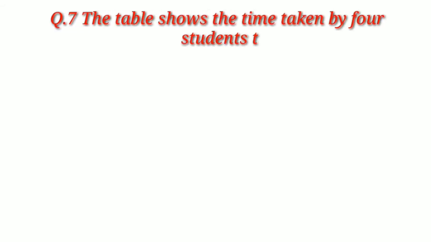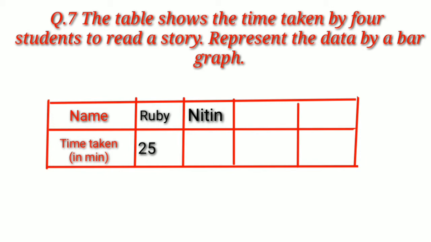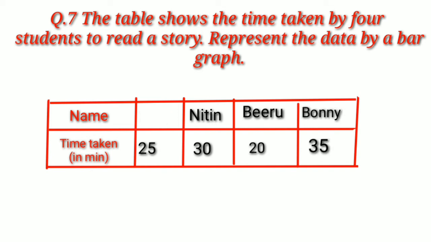Question 7 is to prepare the bar graph. Let's read the question. The table shows the time taken by 4 students to read a story. Represent the data by a bar graph. Names and time taken in minutes. Ruby takes 25 minutes. Nitin takes 30 minutes. Biru 20 minutes and Boni 35 minutes. So let's move to the preparation of the bar graph.